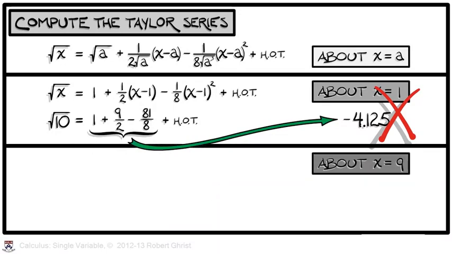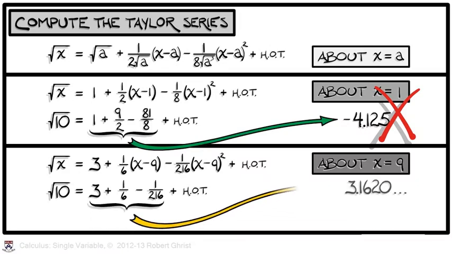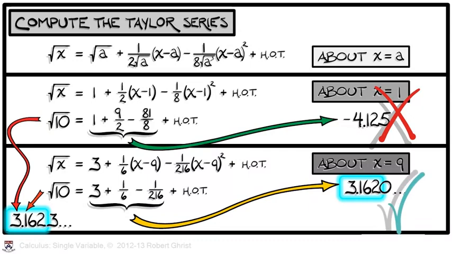So, what if we were to compute an expansion about x equals 9? Then, this is something for which I also know the square root. The square root of 9 is 3. The coefficients are easy to work with. And if I plug in a value of x equals 10 into this Taylor series, I get an approximation of 3 plus 1/6 minus 1 over 216. This gives an approximation of 3.1620, some other stuff. The true answer agrees with this up to the first 4 digits. The expansion point, in this case, certainly matters.